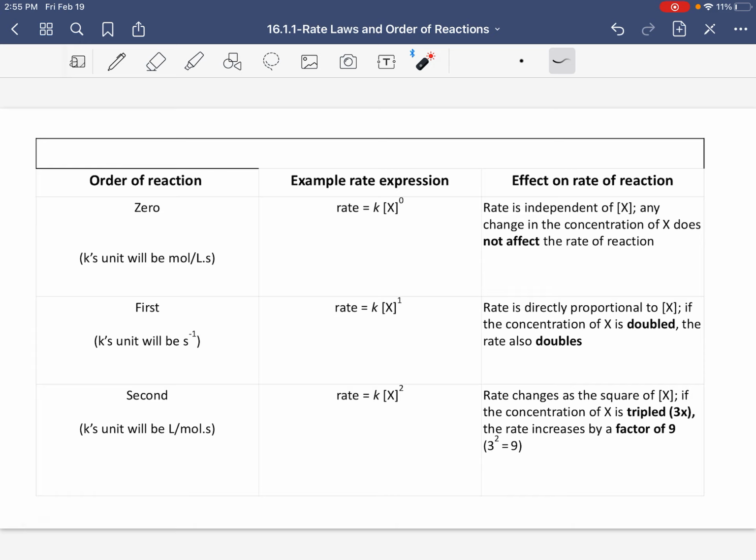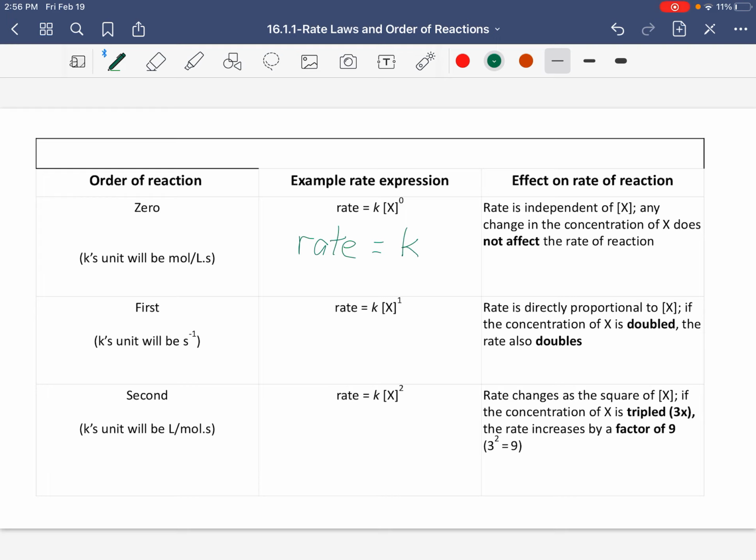When the order of reaction is 0, you have a rate expression that may look like this, where the rate is equal to some sort of rate constant times a certain reactant to the power of 0. Anything to the power of 0 will equal 1. So what that means is that the rate in this case is pretty much equal to the rate constant itself.